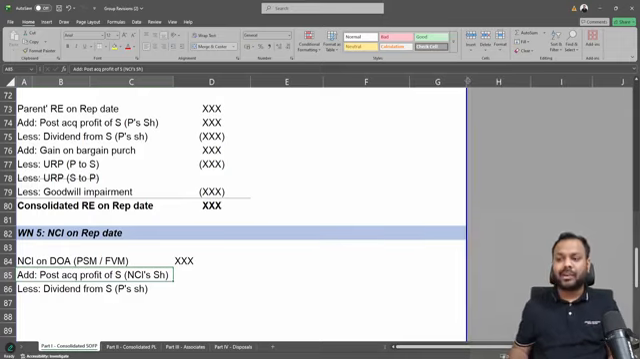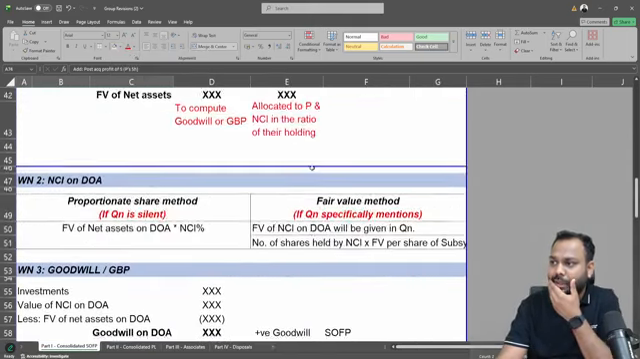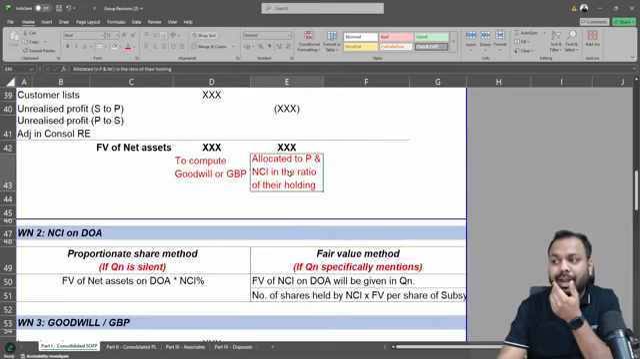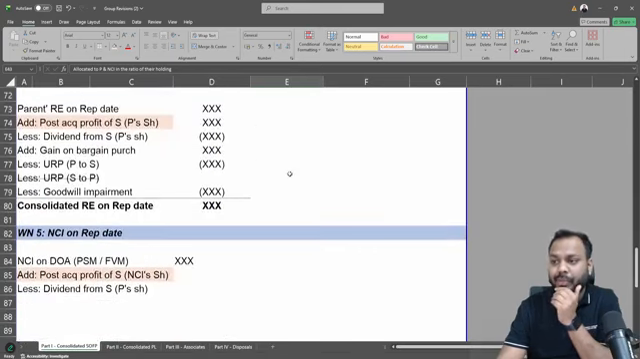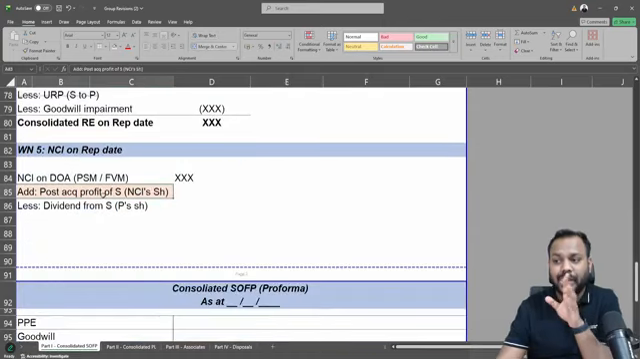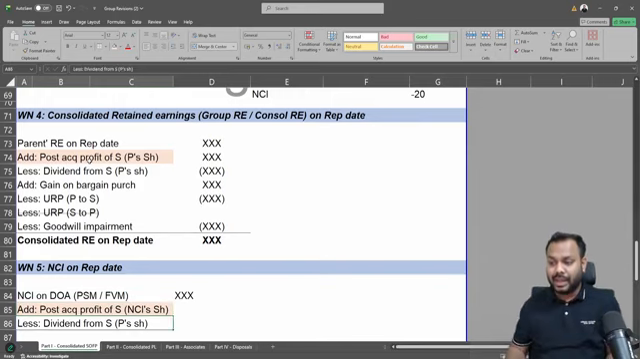NCI share of post-acquisition profit. See, I told here, just see here. Let me highlight these two parts. The post-acquisition profit will be allocated to P and NCI in the ratio of their holding. Post-acquisition profit P share goes to consol RE, NCI share to NCI. Now, dividend received from subsidiary: parent's share has to be reduced from consol RE, and NCI share has to be reduced from NCI.